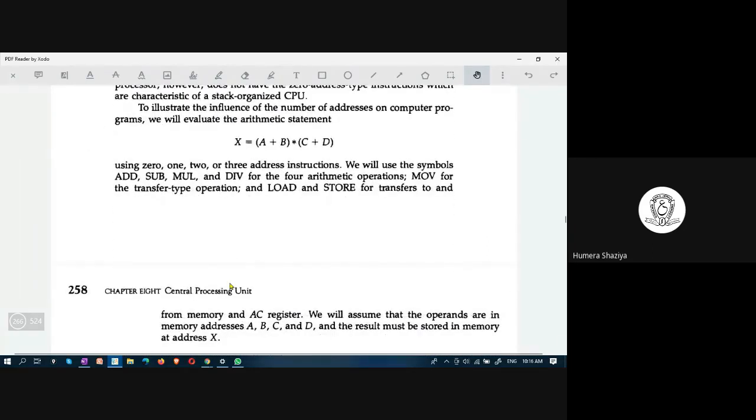This example we looked at, x equals a plus b into c plus d. So first you push a and you push b, and then you perform addition. Then you push c and d, then perform addition, because we are converting this into reverse Polish notation. And then you perform the multiplication of the result of a plus b and c plus d.